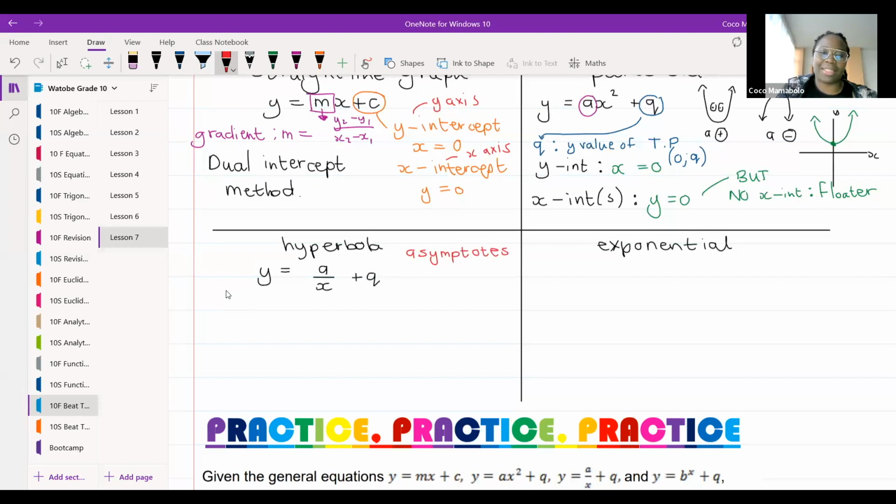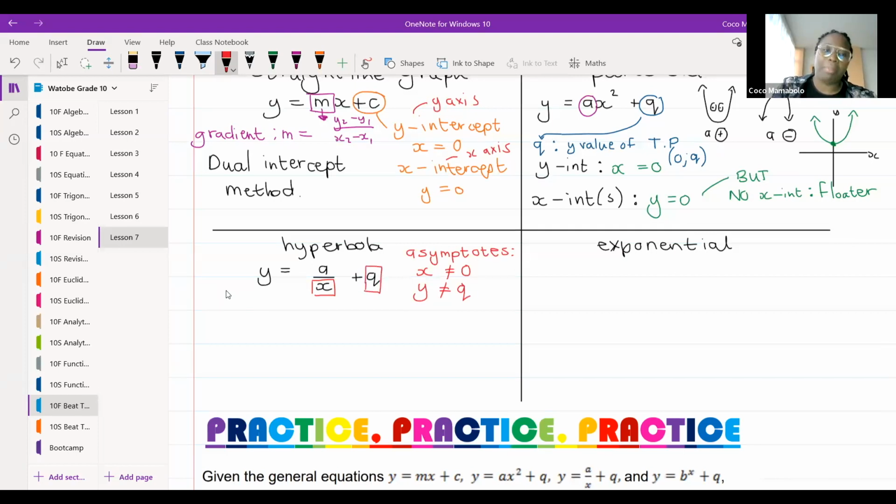Now, the x asymptote is where x cannot be equal to what? What can x not be equal to, guys? X cannot be equal to 0. Good. And our y value cannot be equal to what? What is our y asymptote over here? Anybody remember? It's not 0. It's not 1. Yes, Bongani. Excellent. That's it. It's q.